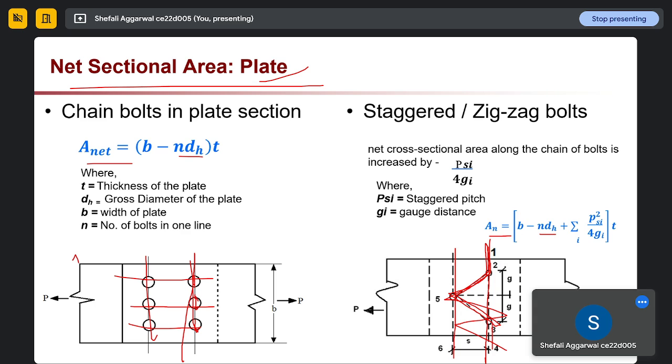So this is the width, B minus nD, plus the effect due to our staggered bolts. The net area will be increased by this value, p squared divided by 4g, multiplied by the same thickness. So this is in the case of our staggered bolts. This is the first case.